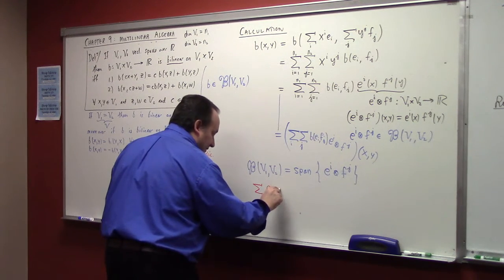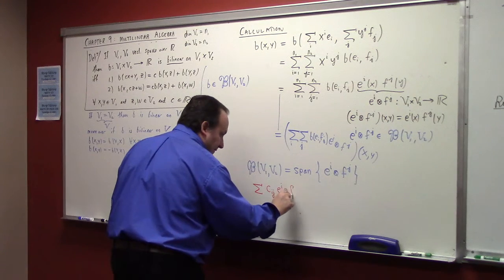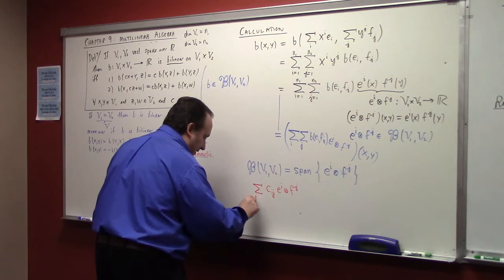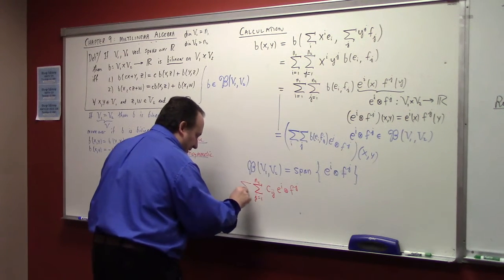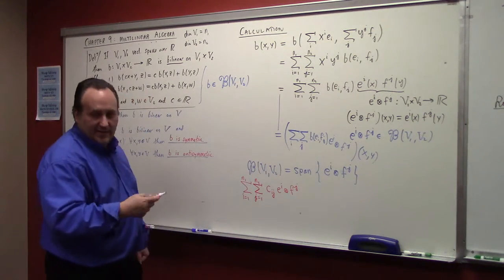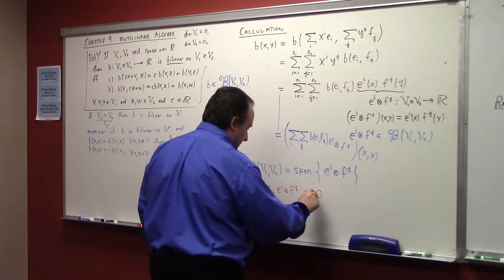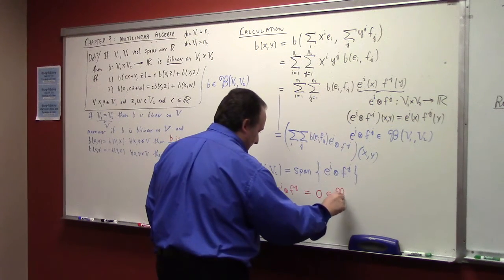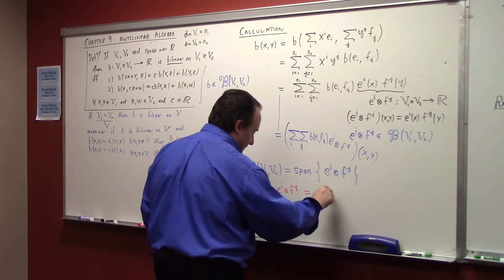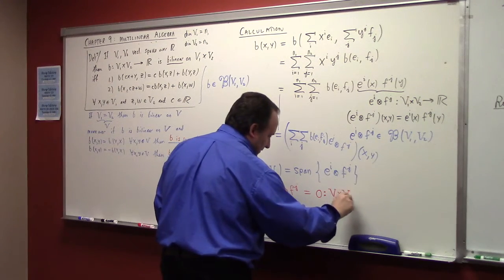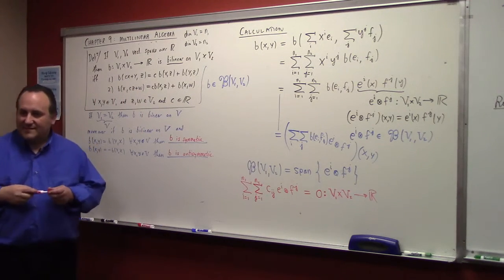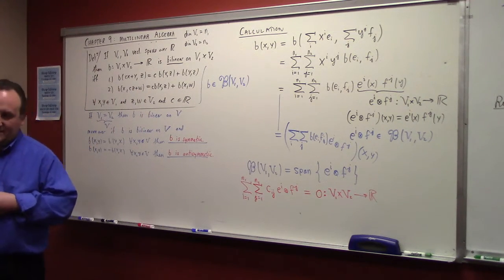Sum of c_ij times e^i tensor f^j, with j equals 1 to n2 and i equals 1 to n1. I set that equal to 0. Of course, this is 0 in this space. It's 0 as a mapping, technically a mapping from V1 cross V2 to the reals. And then what am I going to do to get that my ijth component coefficient has to be 0?